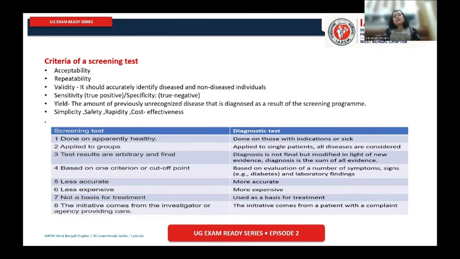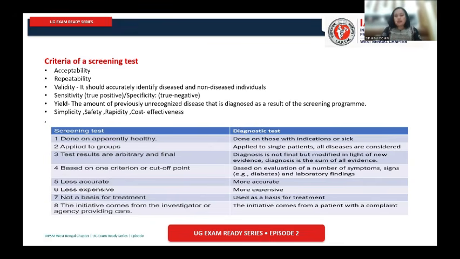Difference between screening test and diagnostic test, as I already said, screening test should be more sensitive and diagnostic tests should be more specific. Screening tests are usually less accurate and less expensive compared to diagnostic tests, which are more accurate and more expensive.